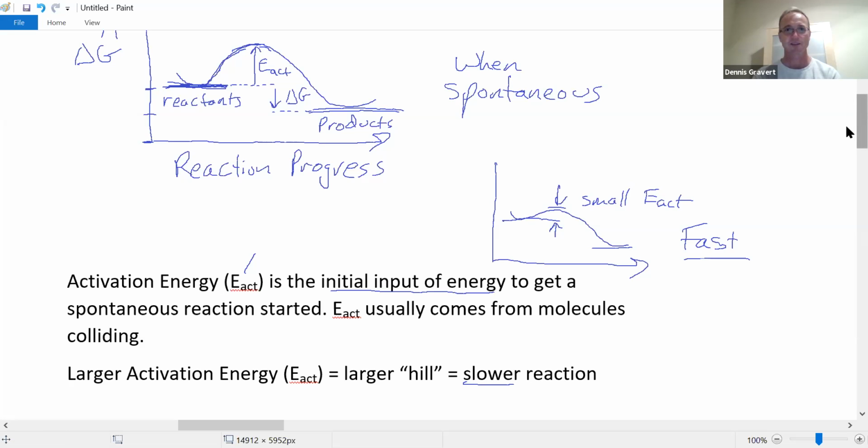Okay, so we talked a little bit about spontaneous. I forgot to point out the change in sign here, right? So if you start with this amount of energy and you go down to here, that's a negative amount. It's gone down. Delta G is negative.